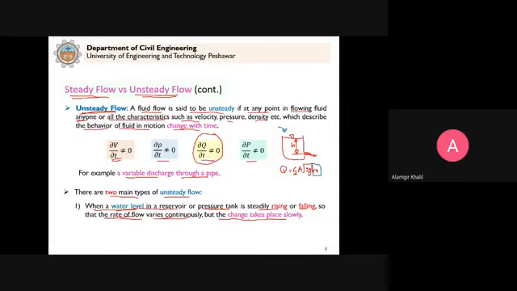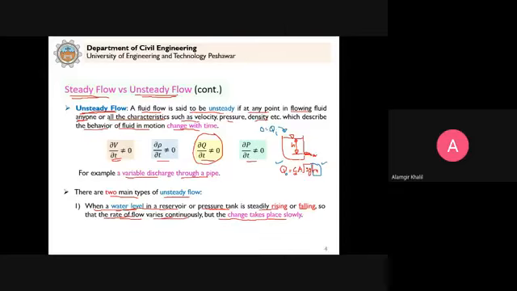There is no inflow. Let's say Q_I, the inflow, is equal to 0. When there is no inflow and there is outflow, let's say this is Q naught, the outflow discharge, the water level will fall. So when the water level falls, the H is changing. When the H is changing, the discharge will change. So it becomes an unsteady flow problem, because the discharge is changing with respect to time.